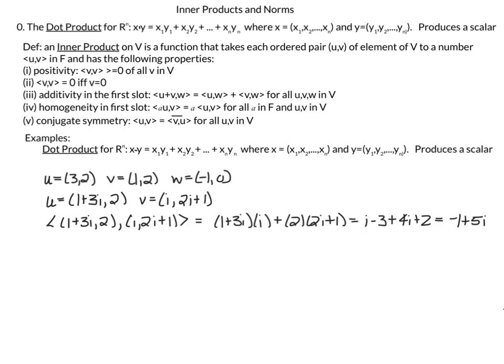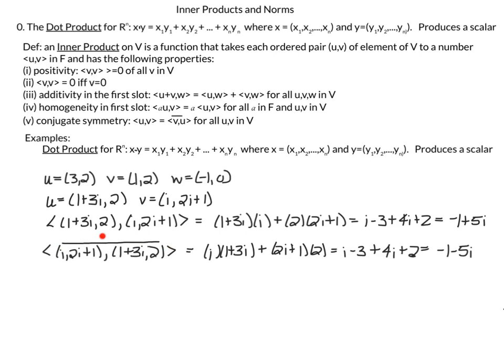What if u and v had complex entries? So now we're not talking about Rn at this point. We're talking about Cn. So u, let's set that equal to 1 plus 3i, 2, and v is equal to i, 2i plus 1. So the inner product now of u and v is equal to 1 plus 3i times i plus 2 times 2i plus 1. After some algebra, you'll get -1 plus 5i.